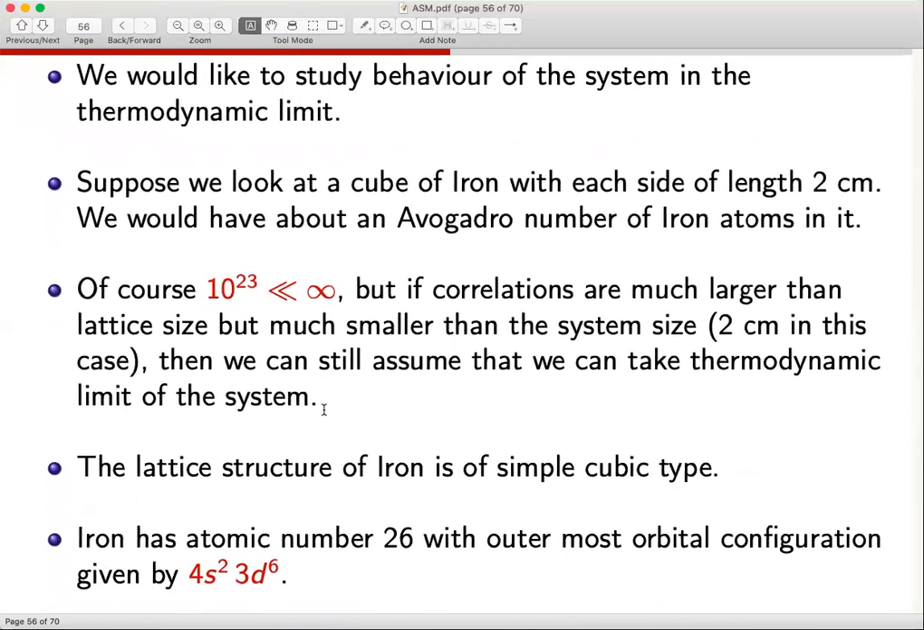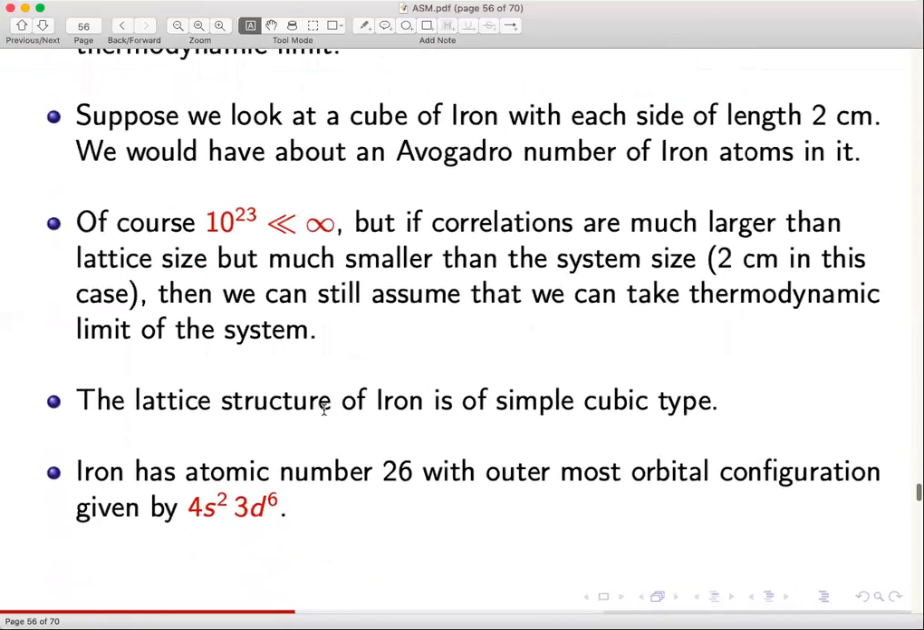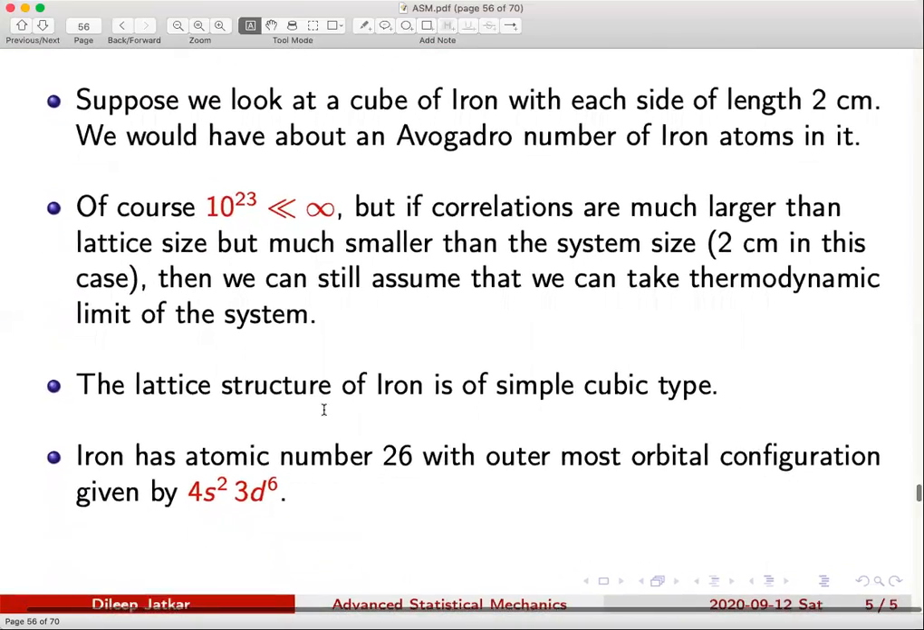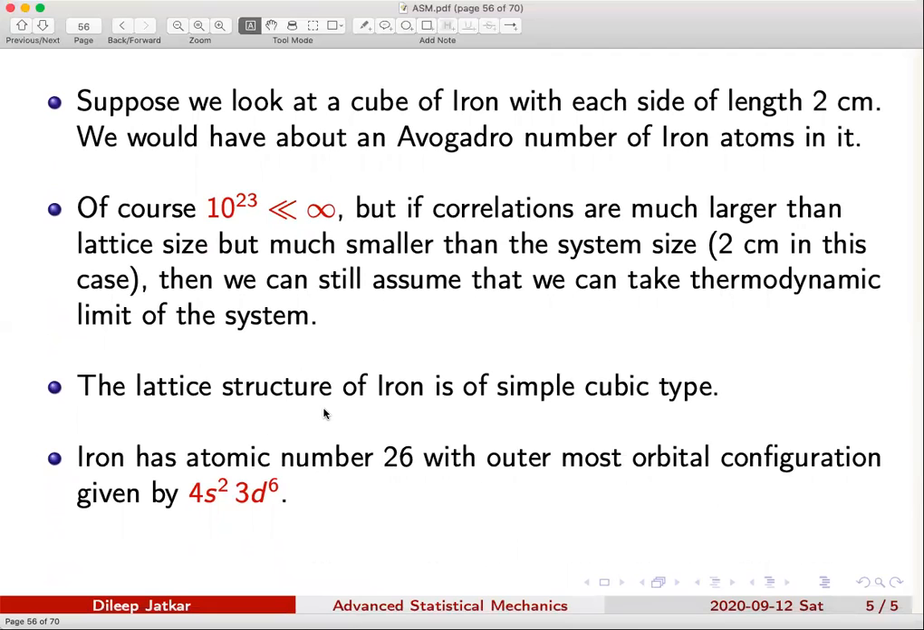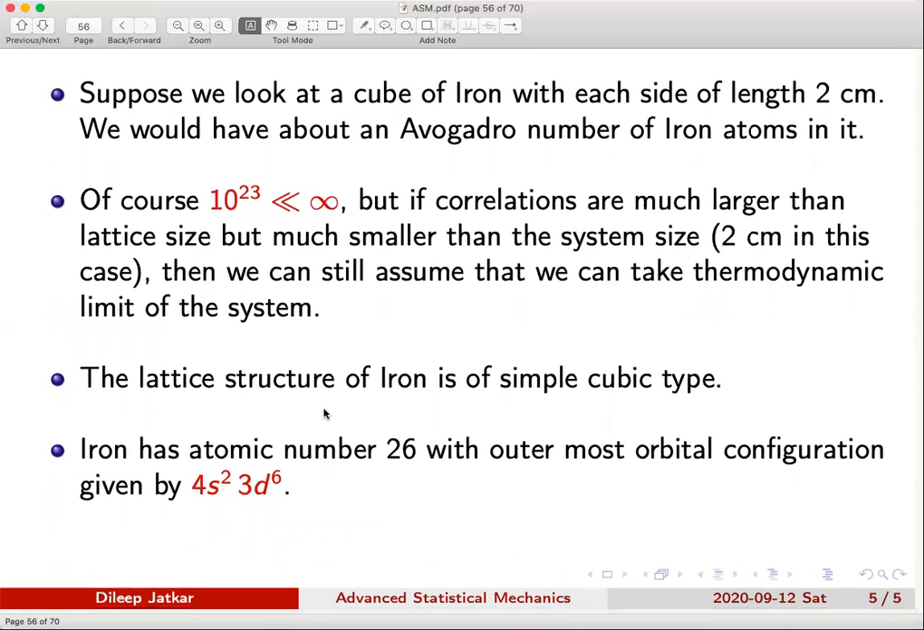Fine. So we know that the lattice structure of iron is of the simple cubic form. Okay, so it's a simple cube. At every vertex of the cube, there is one iron atom sitting there. Okay, and iron has atomic number 26, and its outermost orbital configuration is 4s2 3d6. Okay, that is the structure.